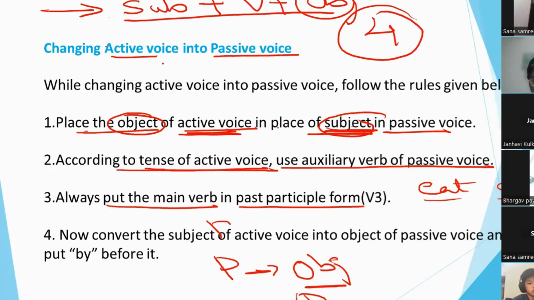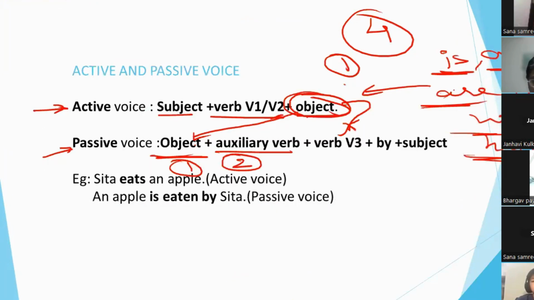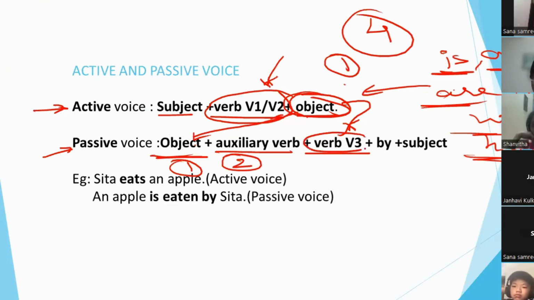Okay. So, our rule number 3 says, always put the main verb in the past participle form of verb. That is, you have to use V3 form of verb in your passive voice. So, if you go to the next slide again, here you have the verb form either in the first form or in the second form in your active voice. Now, when you change that into passive voice, you have to use the third form of verb in your passive voice. Okay, understood, everyone? This is our rule number 3.